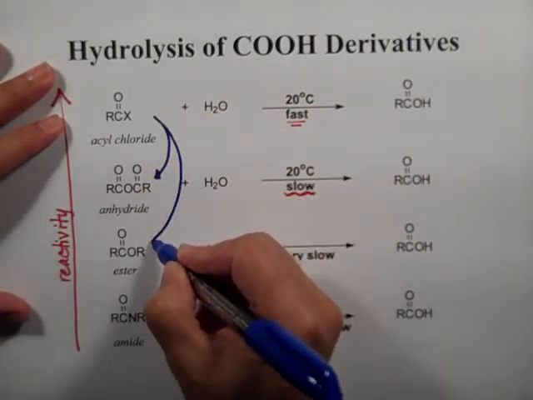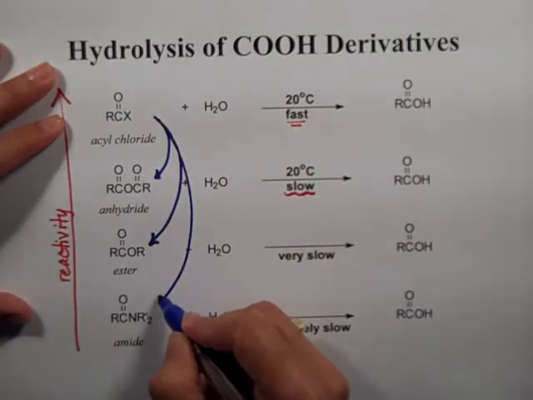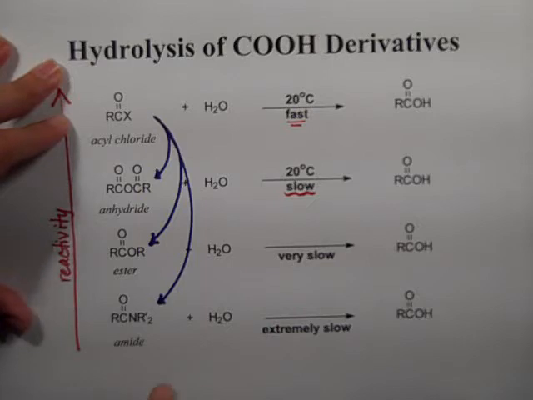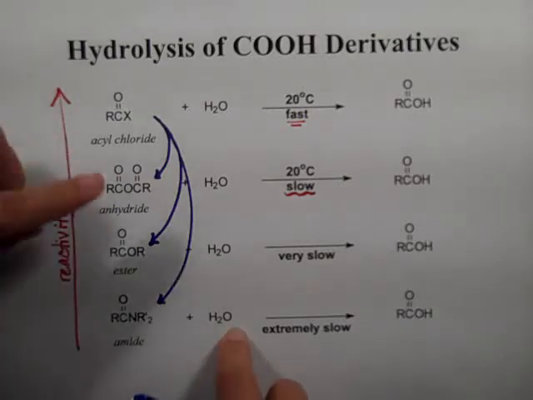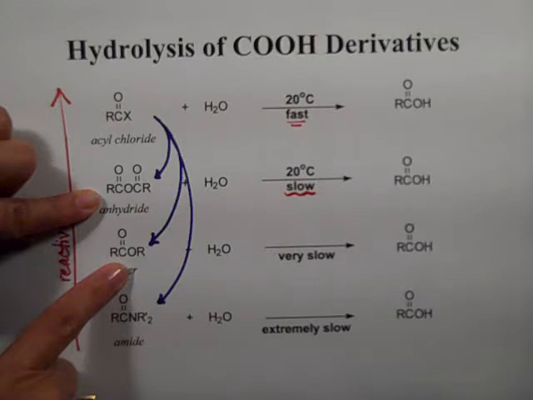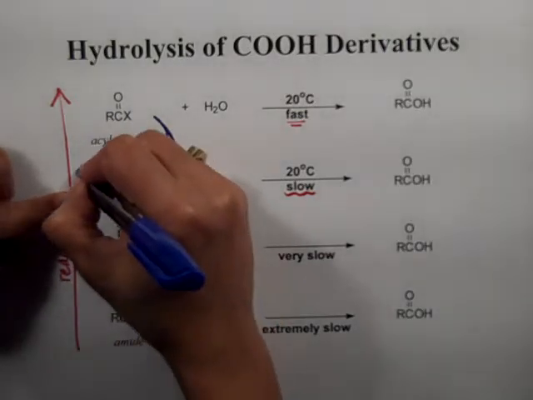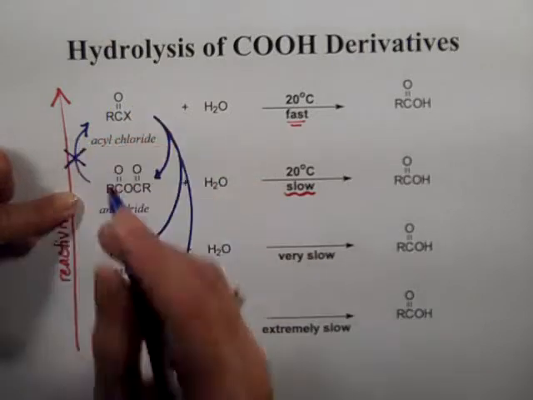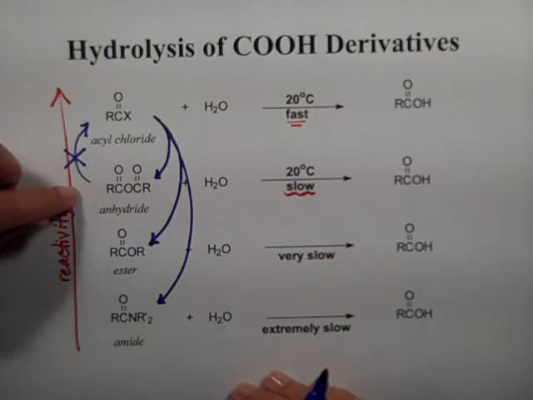I can convert an acyl halide to the ester, or I can actually convert the acyl halide to the amide. However, I cannot go back up in reactivity. So if I have an anhydride, I can make the anhydride into an ester, or I can make the anhydride into an amide, but I will not be able to go back up in reactivity. So I cannot make an acyl chloride out of an anhydride.